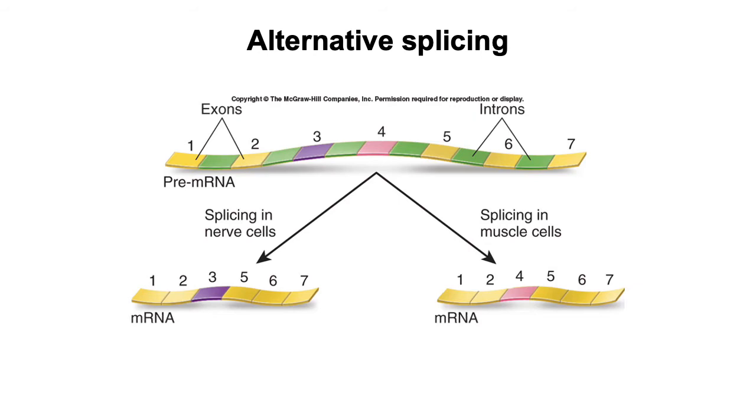One of the reasons we believe there are fewer genes in the human genome than we would expect is that this process of alternative splicing is very, very common in the human genome. Let's look at some numbers in the next slide.